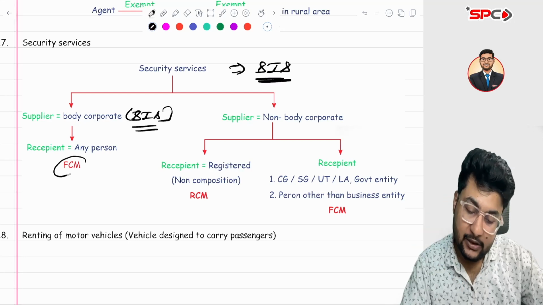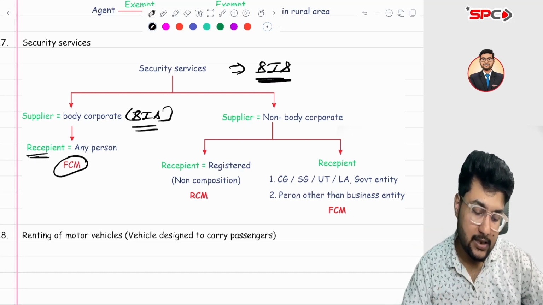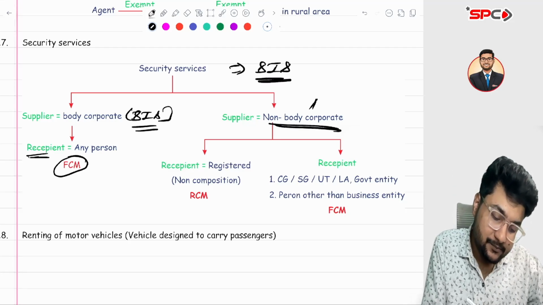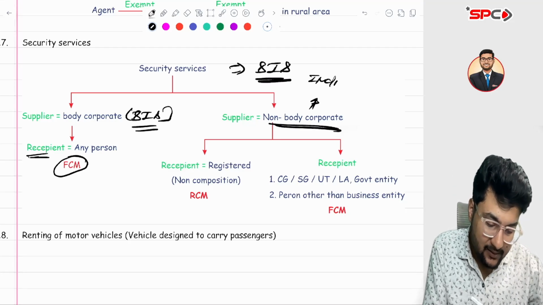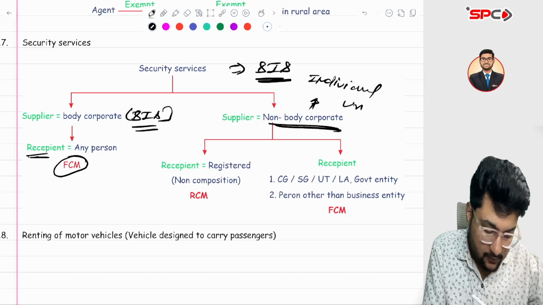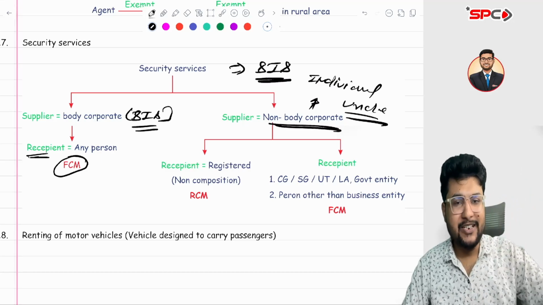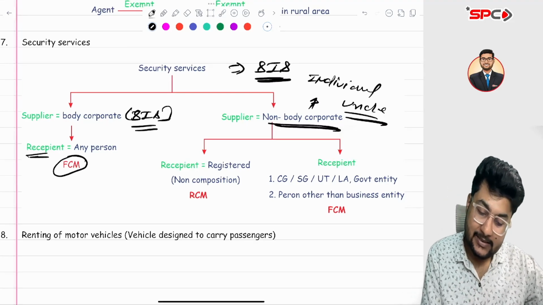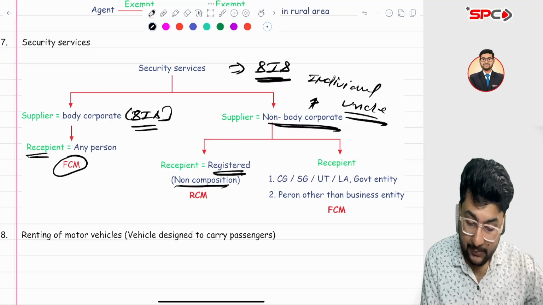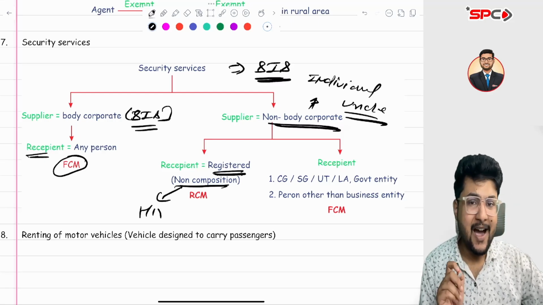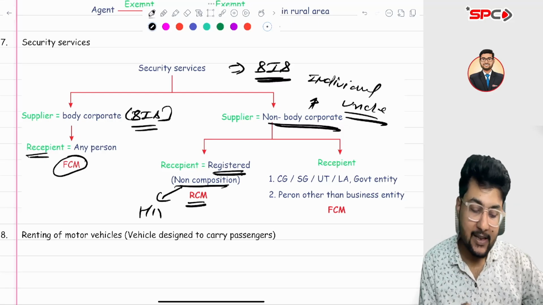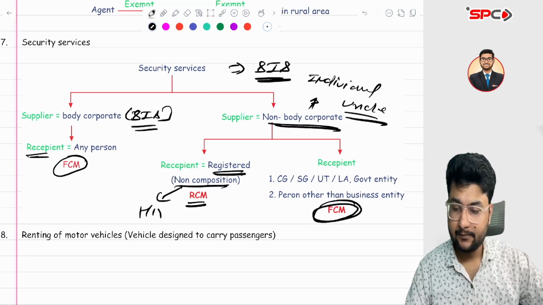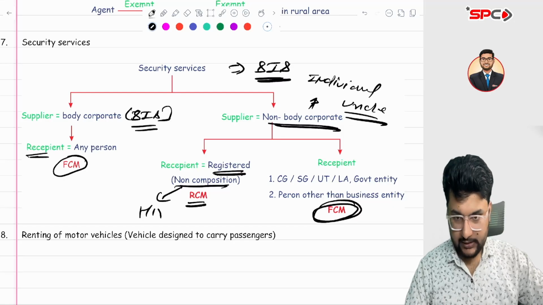In that case, even though the recipient doesn't matter, the supplier is a known body corporate, not like your individual uncle who is giving security services outside your society. If his service is provided to a registered non-composition person, meaning a high class person, not a composition one, then that person will pay the tax. Otherwise, it will be covered under forward charge mechanism. Was it clear to you or not?